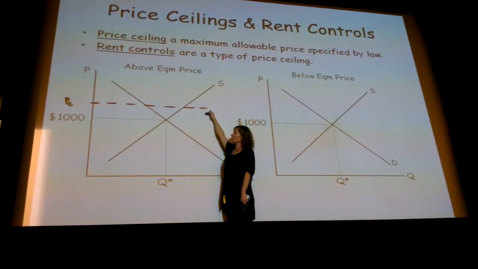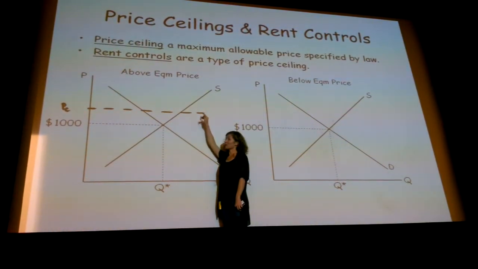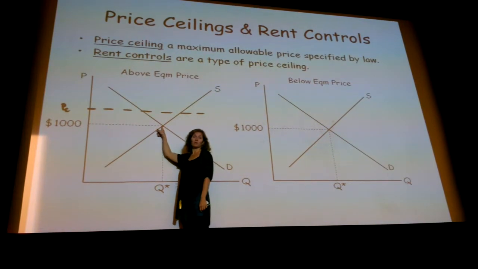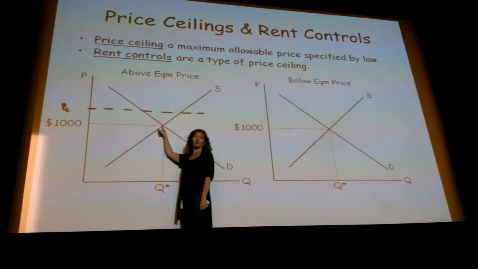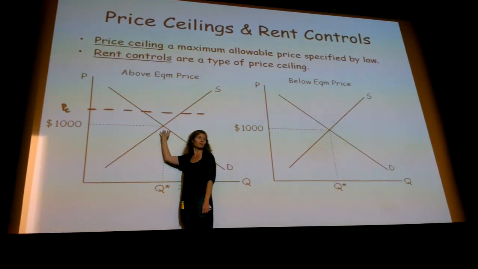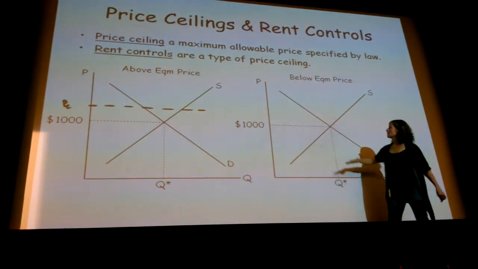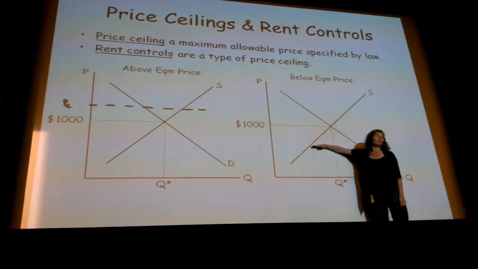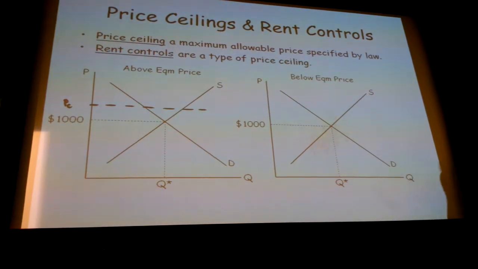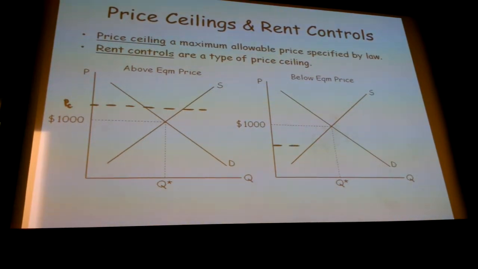This kind of rent ceiling will have no effect on the market at all, because the market equilibrium only wants the price to go up to $1,000. So if the government comes in and says, you can't charge more than $1,500, that's not going to have any impact. The only time price ceilings have impact is when they're imposed below the equilibrium price. So let's look at a price ceiling where the price is set below the equilibrium price.